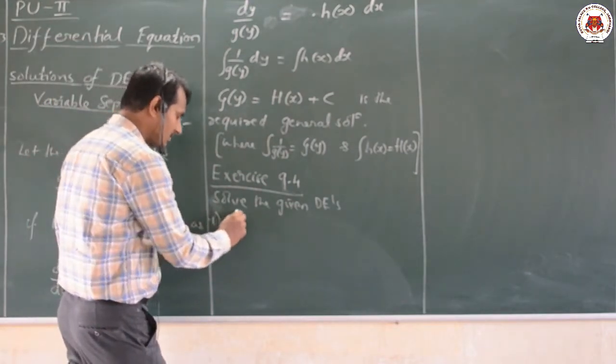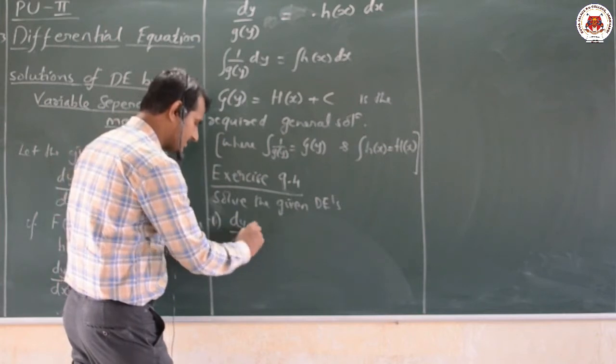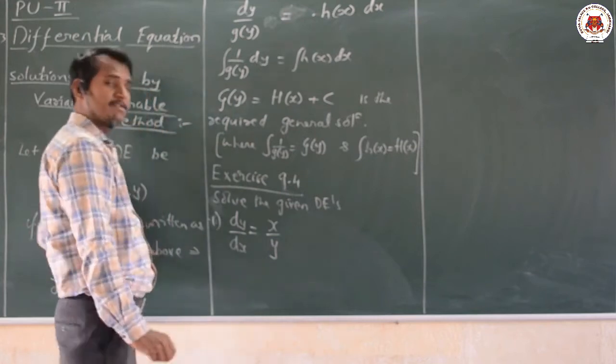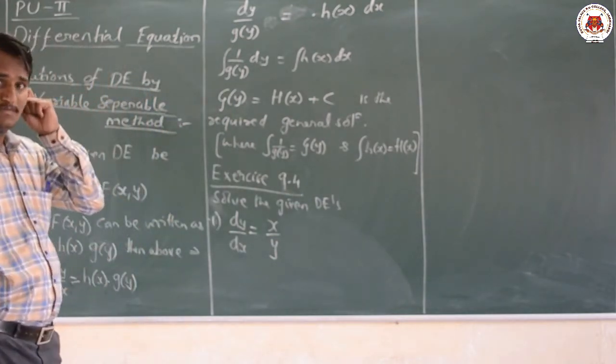The first question, let us take it as dy by dx equal to x by y. What has been given? dy by dx equal to x by y.